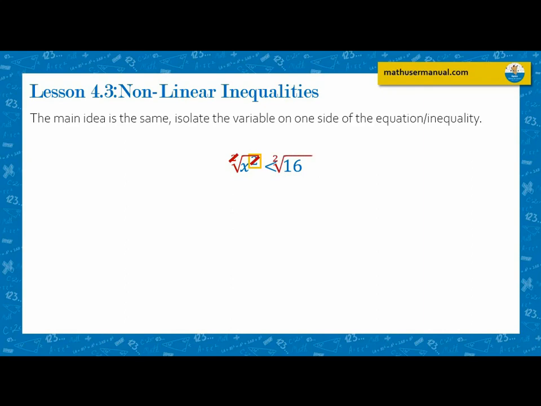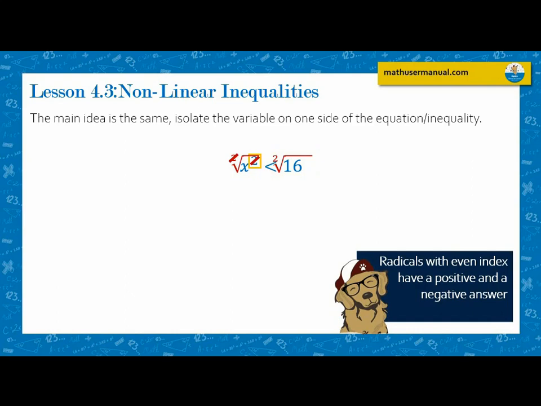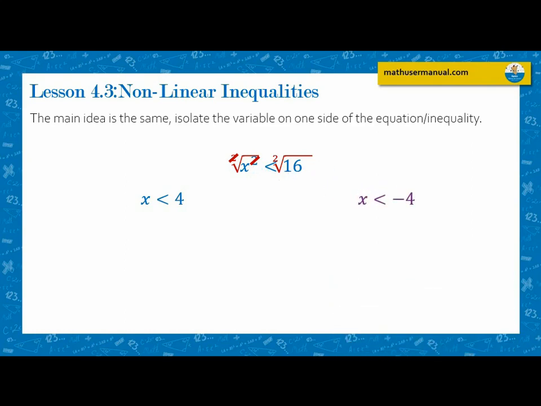But then we must also do it on the right side. Square root of 16. And the square root of 16, if we put it in the calculator, is going to be equal to 4. But that's an even index. That's an index of 2. If it is an index of 2, it means we have to consider both the positive solution, so x is smaller than 4, and the negative solution, so x is smaller than -4.